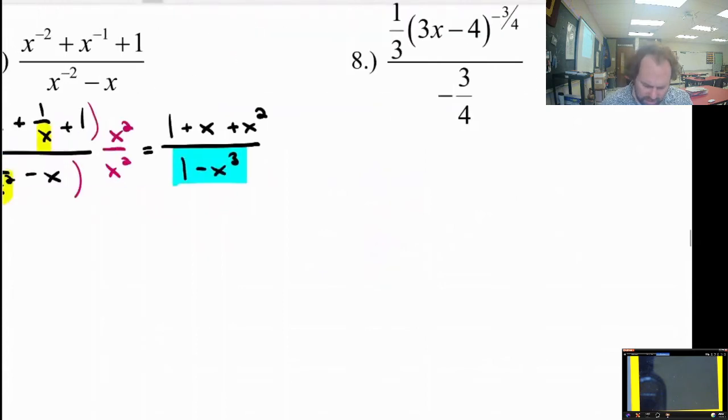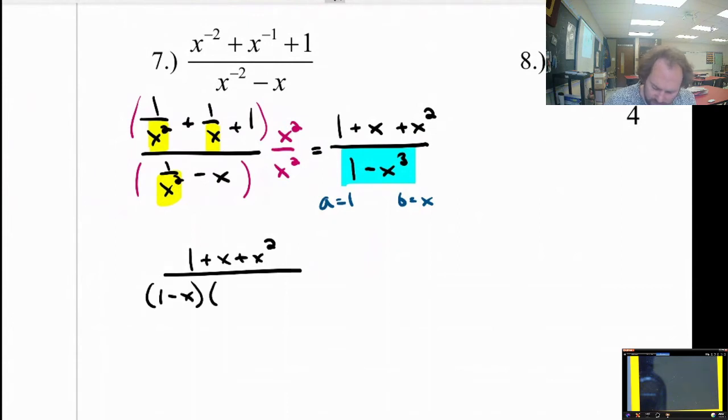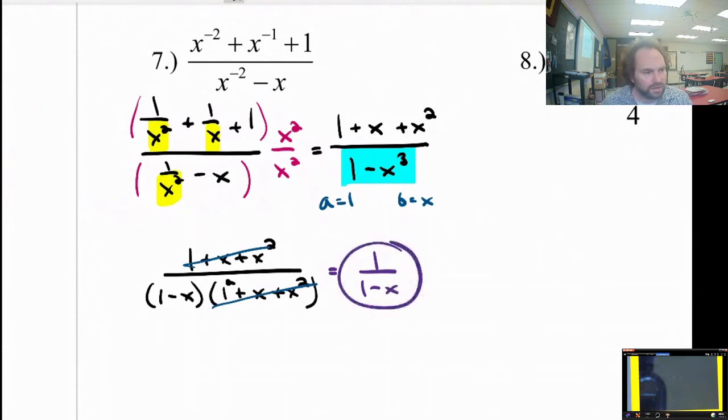We're looking at a minus b. In this case, our a is 1, and our b is x. Those are the things that are being cubed. So leaving the top of this fraction alone, the bottom, we're going to start with 1 minus x, and then we have 1 squared plus 1 times x plus x squared. And look at that. That factor actually cancels out of the top and the bottom. And so this simplifies way down to just 1 over 1 minus x. Pretty neat the way that works.